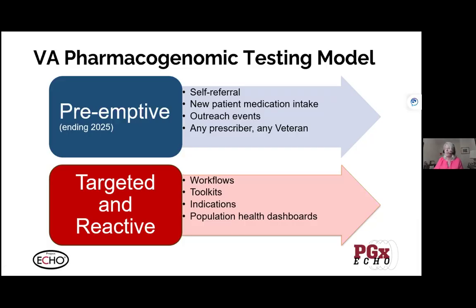This allowed our providers to get some experience with PGx testing, and our pharmacists, as well as get as many people tested as possible. So we were grateful for that donation. As that is going to be reaching an end, we are moving more into targeted and reactive testing through workflows, toolkits, indications, and we have population health dashboards for people who would be good candidates for PGx testing.